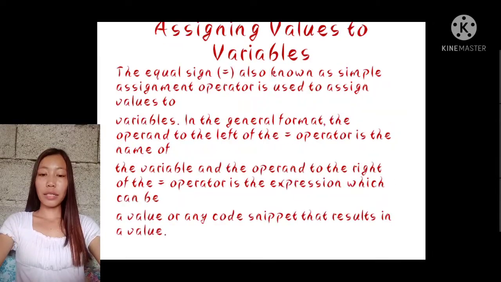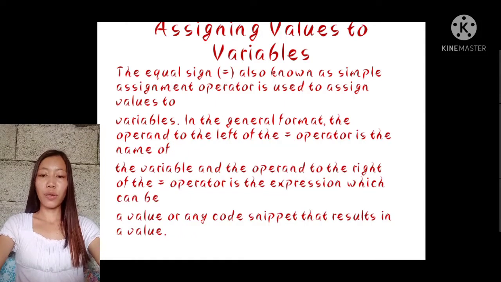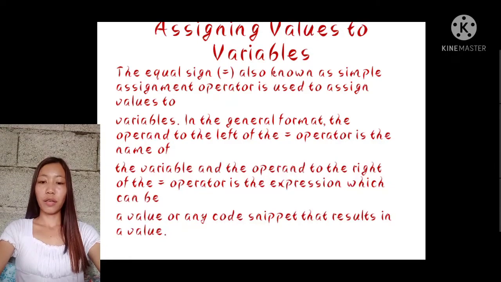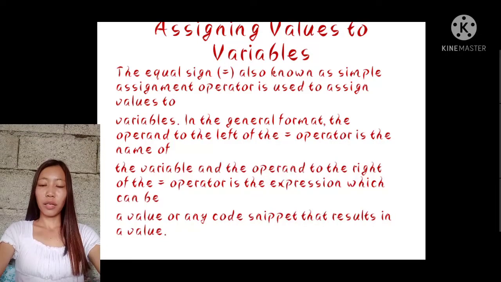Next is assigning values to variables. The equal sign, also known as the simple assignment operator, is used to assign values to variables. In the general format, the operand to the left of the operator is the name of the variable and the operand to the right of the equal operator is the expression, which can be a value or any code that results in a value.